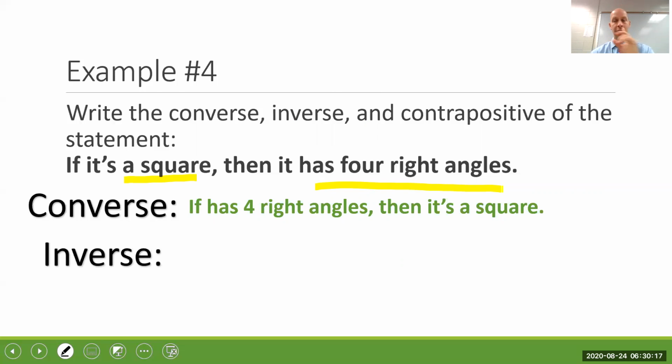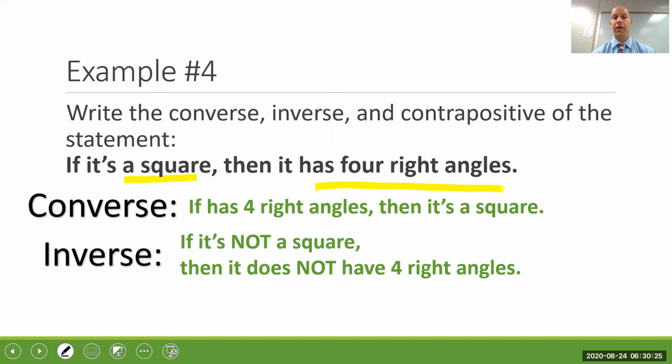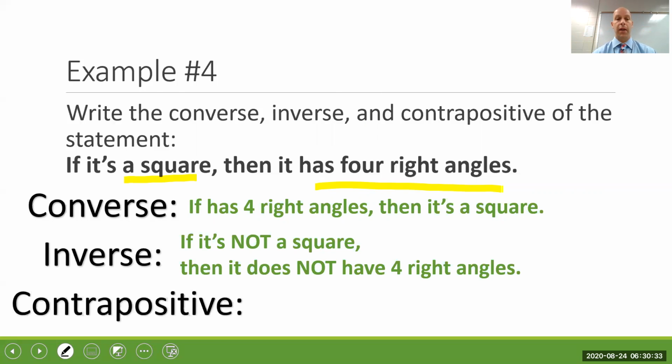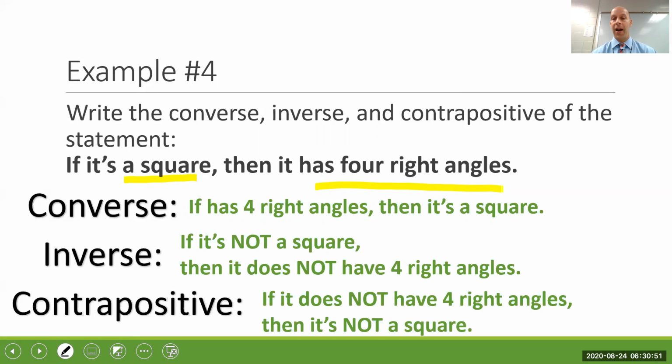What about the inverse? Now in the inverse, remember, we don't switch the order, we just negate them. So we want to negate the hypothesis, if it's not a square, and then we want to negate the conclusion. Then it doesn't have 4 right angles. And last but not least is the contrapositive. Remember, on the contrapositive, we switch the order and we negate. So we're going to take it's a square part, we're going to put it at the end and negate it. And we're going to take the 4 right angles, put that in the front, and negate those. If it does not have 4 right angles, then it is not a square.